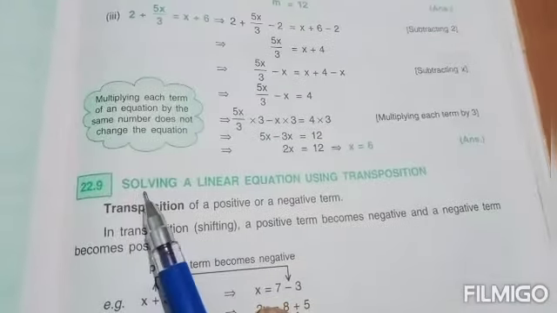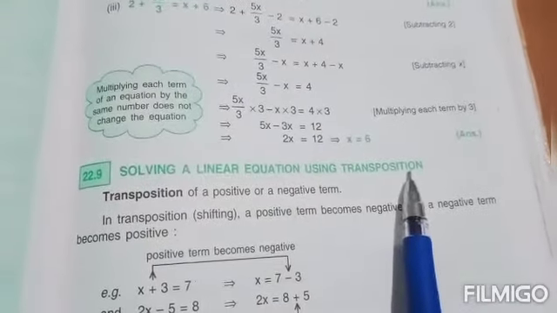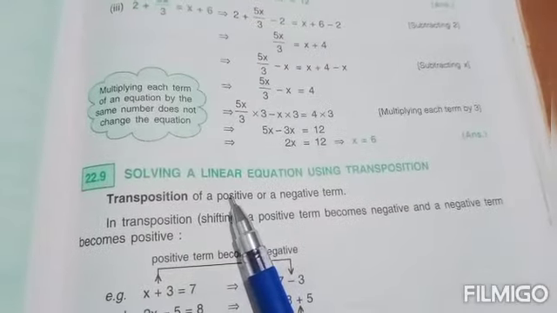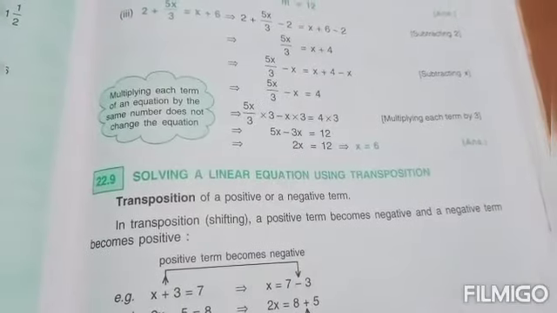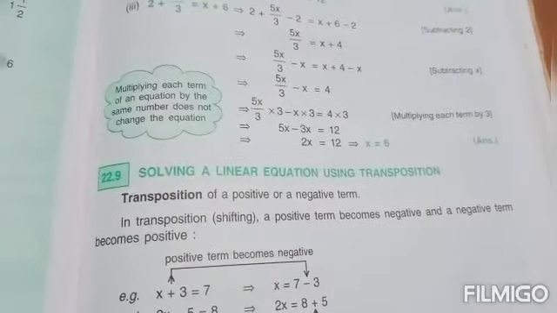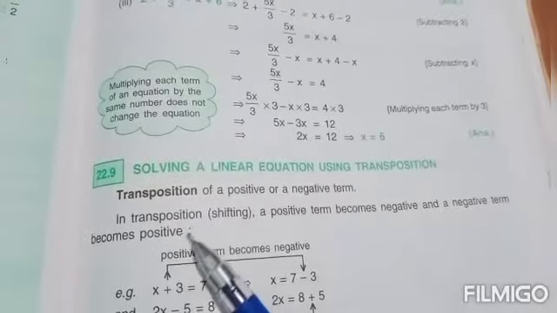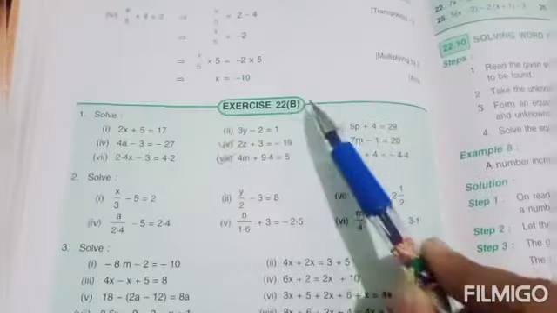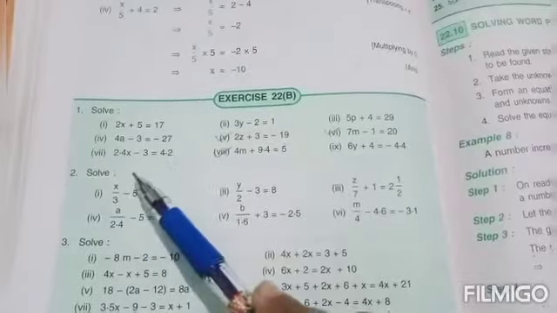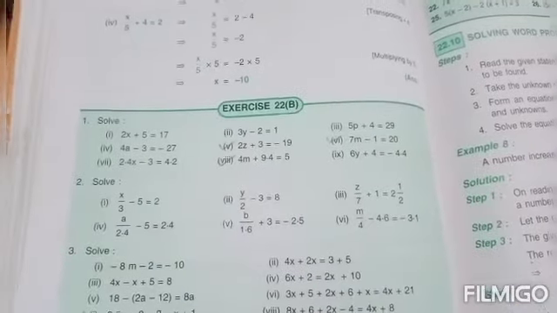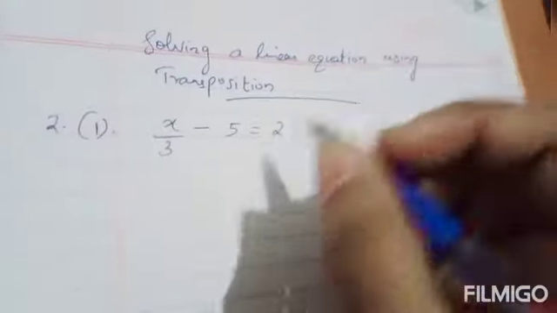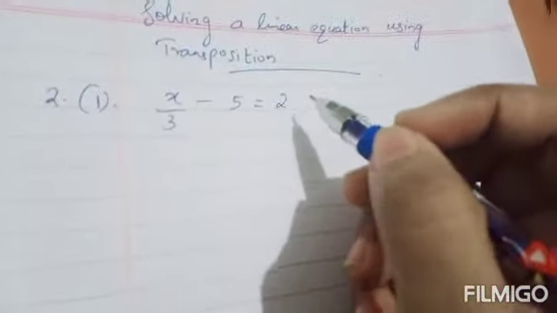Next topic, solving a linear equation using transposition. Actually this method is more used for finding the unknown value of the variable. So it is very important. So let's study this through problems. Exercise 22b, second question, solve. First, x by 3 minus 5 equal to 2.